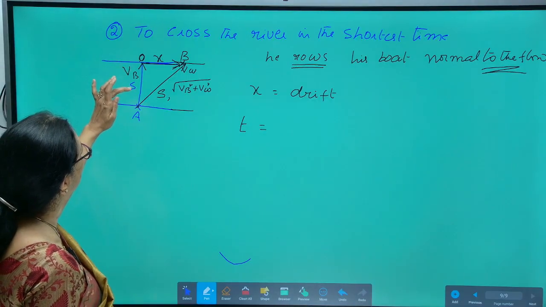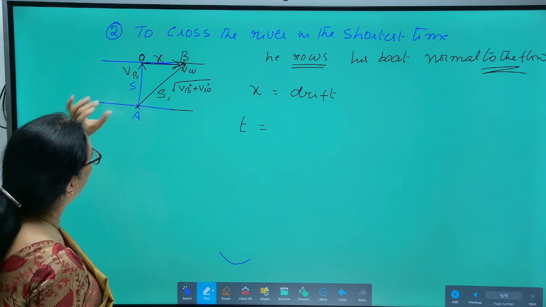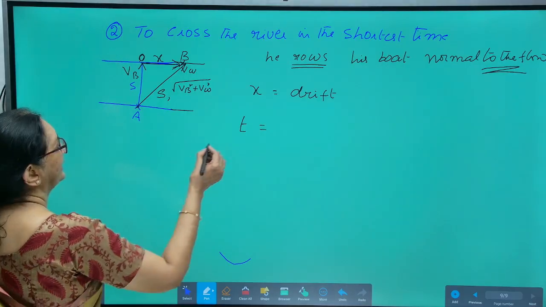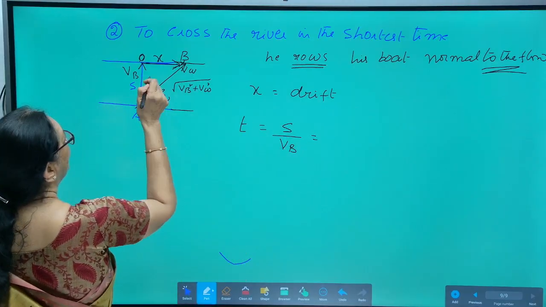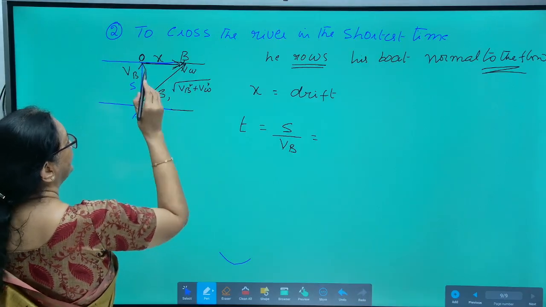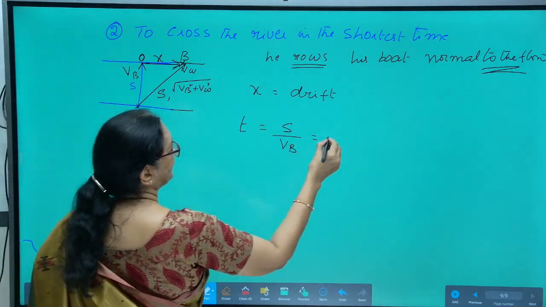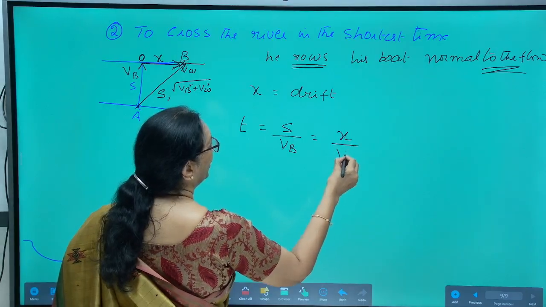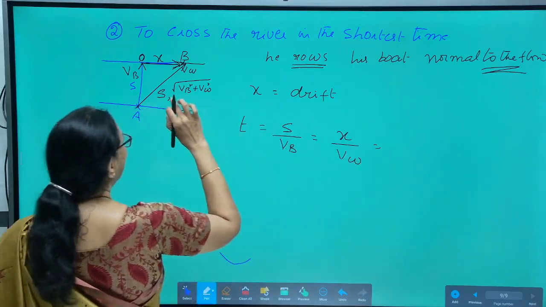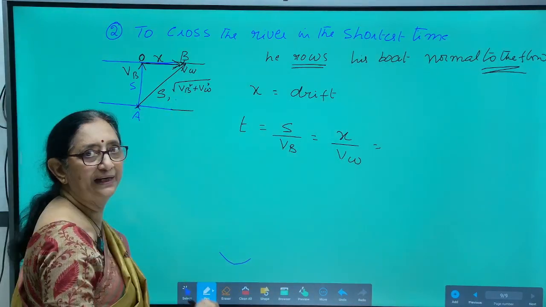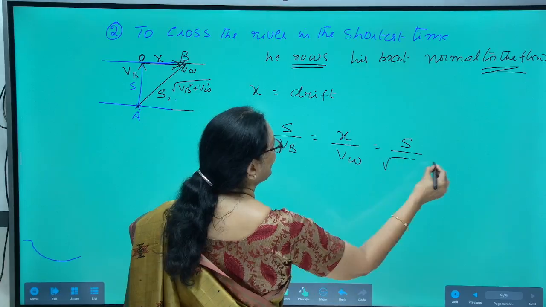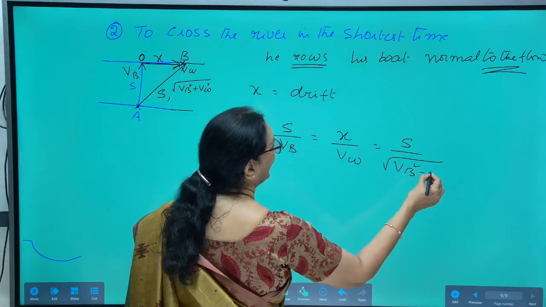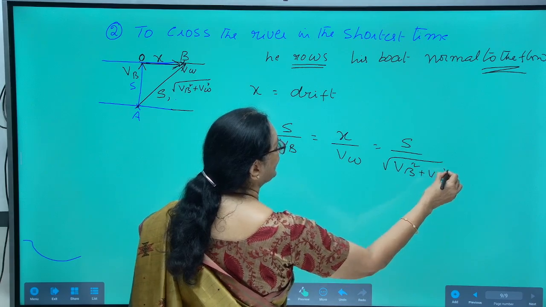See here, the time taken to cross the river is S by VB. In the same time, the boat moving through the water is moving through a distance x, so that is x by VW. In the same time, the boat is actually displaced through S, so that is equal to S by root of VB square plus VW square.